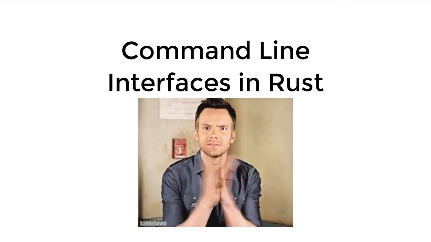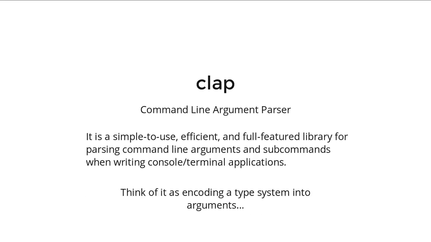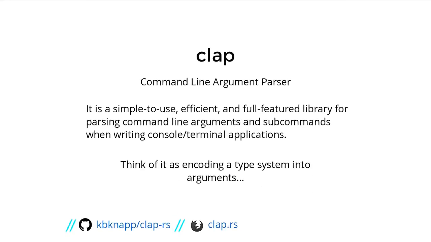So, command line interfaces in Rust using clap. Because I'm terrible at naming things, I named it an acronym: command line argument parser.